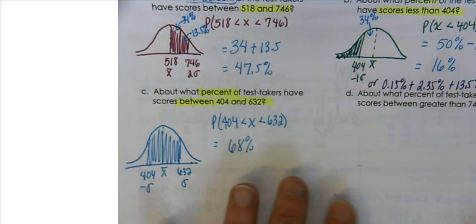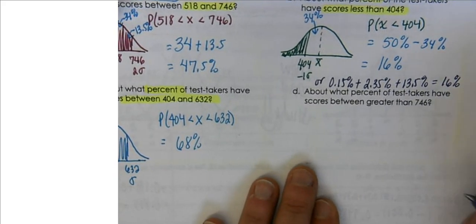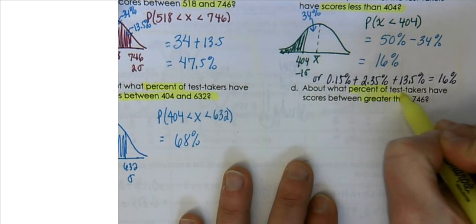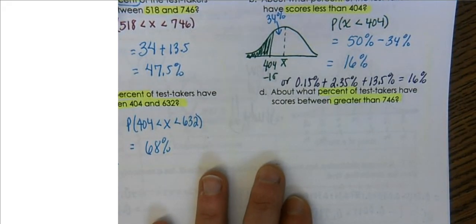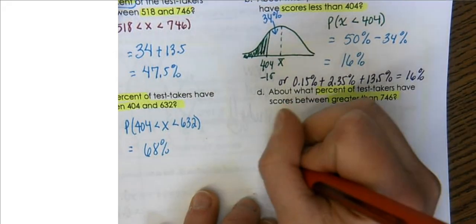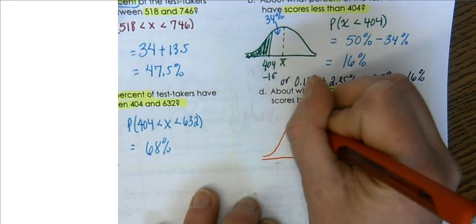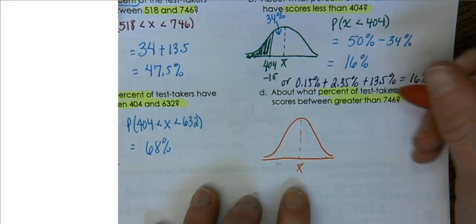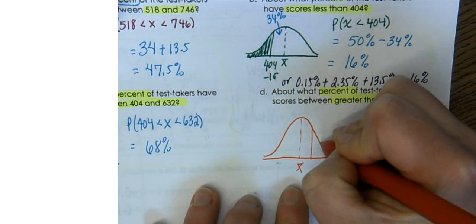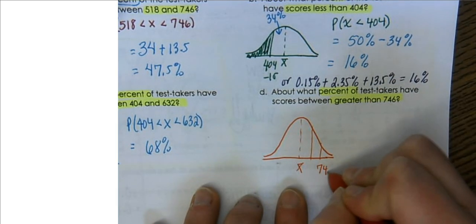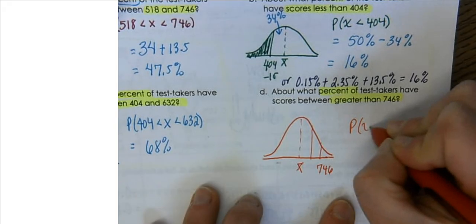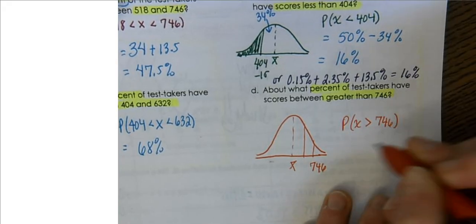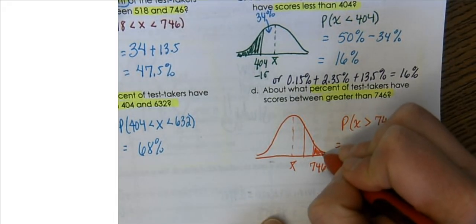Let's go ahead and look at letter D. For letter D, it says what percent of test takers have a score that is greater than 746. So let's go ahead and graph a picture of what this would look like. Always draw our standard normal curve. Here's where X bar is. And 746 is 2 standard deviations above the mean. And we want to find the probability that a randomly selected test taker had a score greater than 746. So we're interested in this space right here.